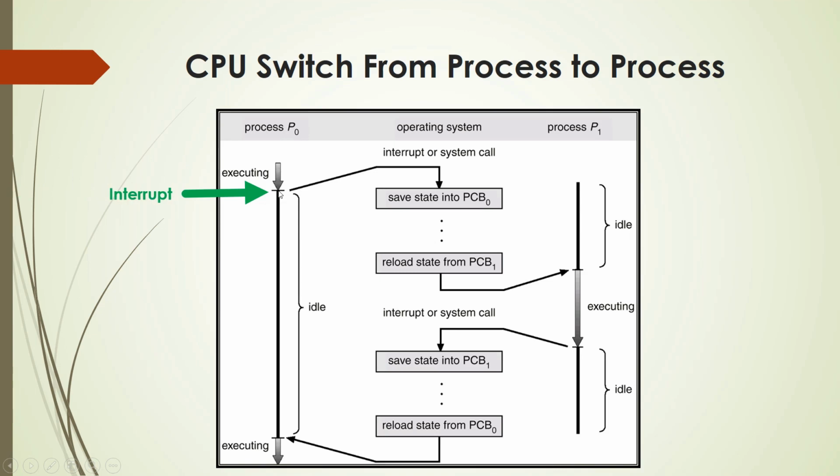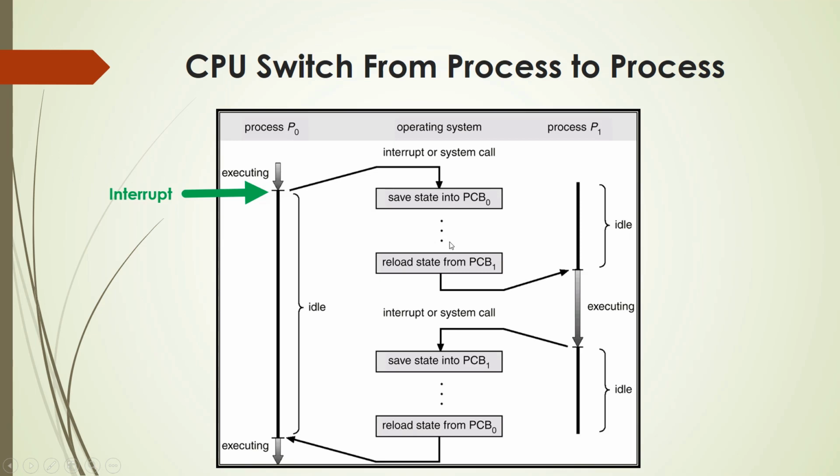At this particular point, this first rectangular box shows that we save the state into PCB0. The current state of the process P0, because it has been halted at a particular point without completion, is saved onto the PCB0, that is the process control block 0, and it takes some amount of time to save that content.